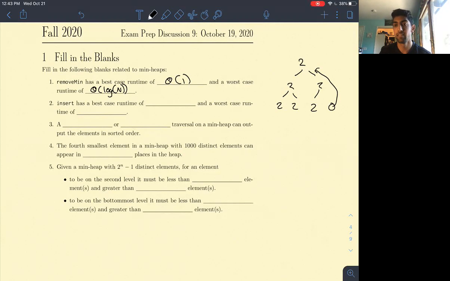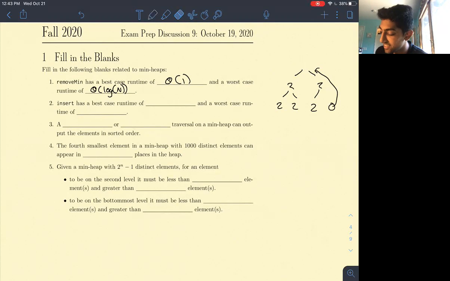So does anyone have any questions about that? Any questions? I have a question. Okay, one question. Go for it. If there are distinct elements in the min heap, is the best case runtime of remove min still constant time? Okay, good question. So the question was, to reiterate, if there are distinct elements in the min heap, is the best case runtime still constant time?